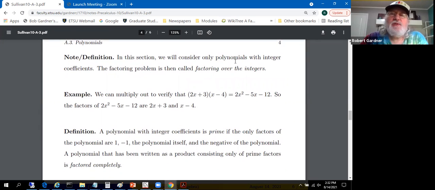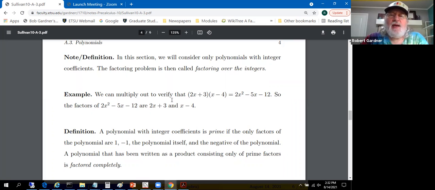In this section, we'll consider only polynomials with integer coefficients, and the factoring problem is then called factoring over the integers. Now, there's more to life than integers, but in the following conversation, coefficients are always integers. So we'll do factoring involving integers. Not that you couldn't generalize this and do factoring involving rational numbers, for example.